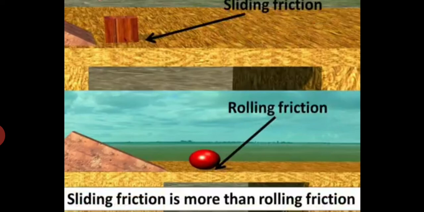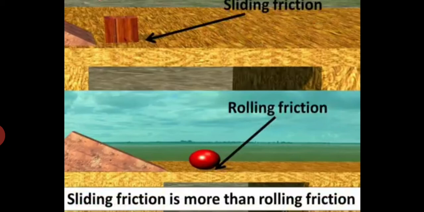So what is rolling friction? Let's see. Rolling friction occurs when one object rolls across the other. For example, when a ball or a tire or a wheel rolls on a surface. Rolling friction is the resistive force that slows down the motion of a rolling ball or wheel.